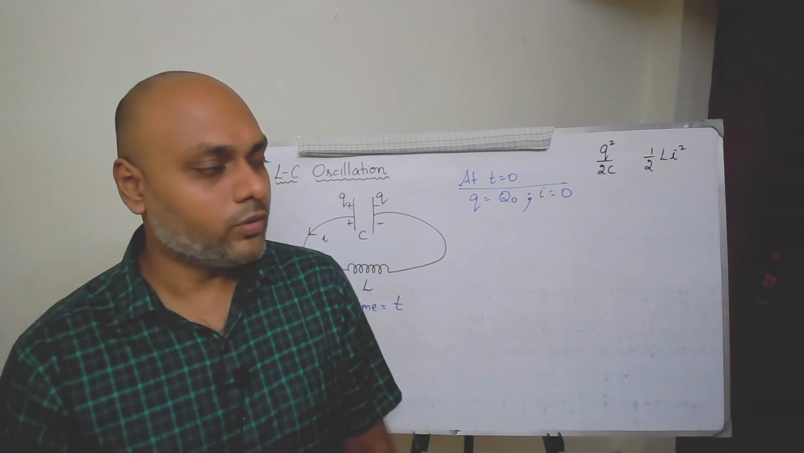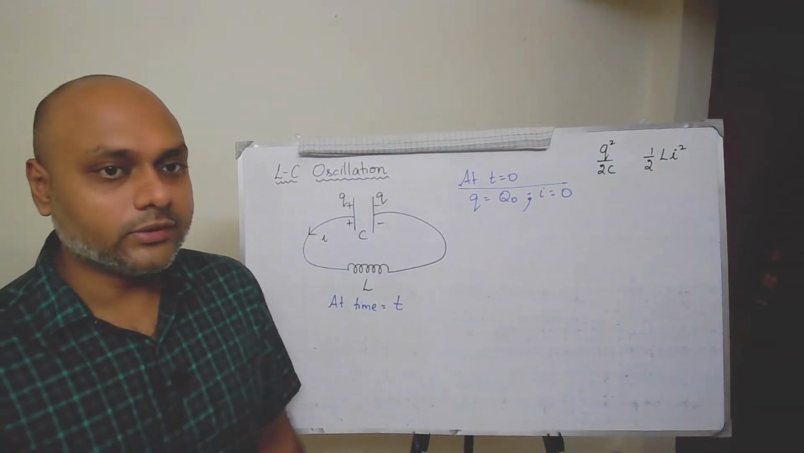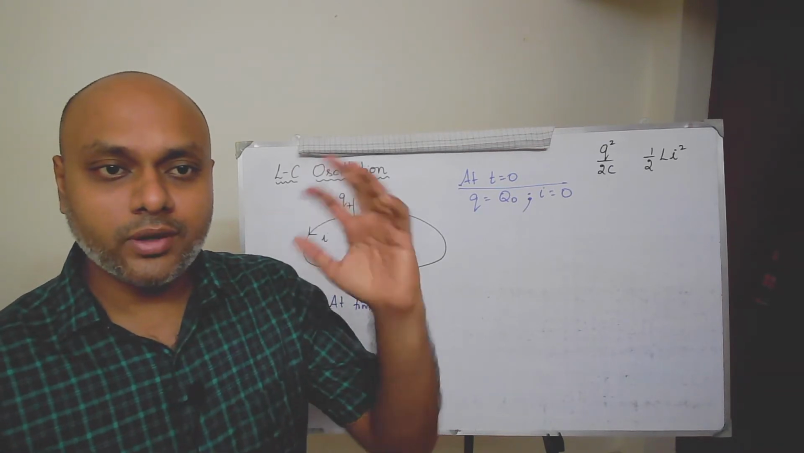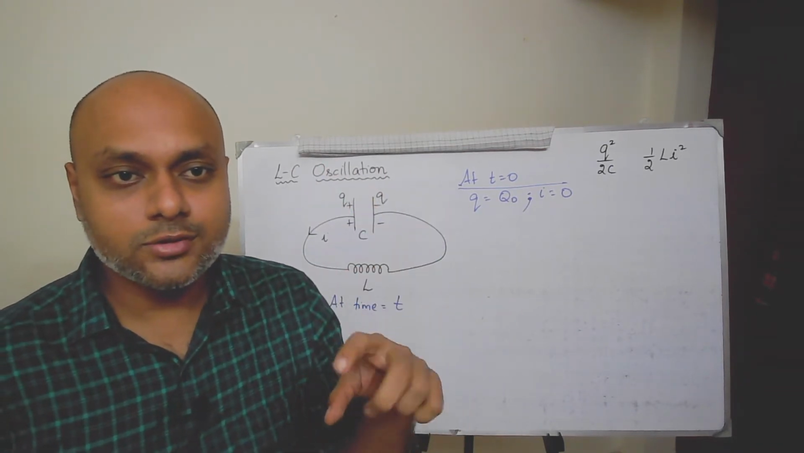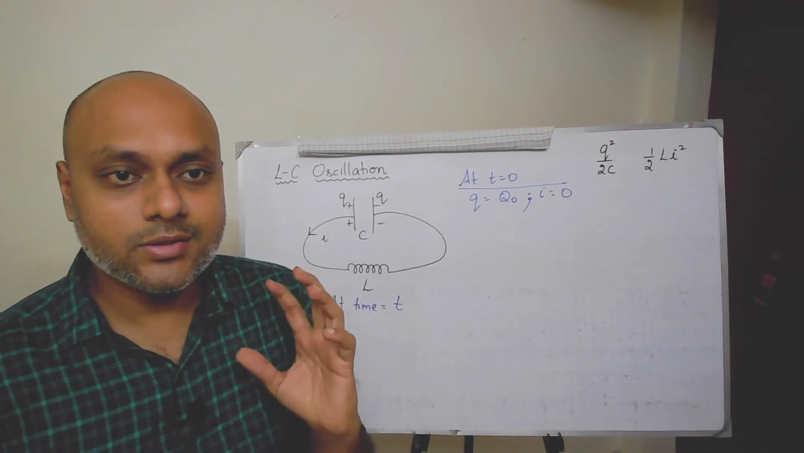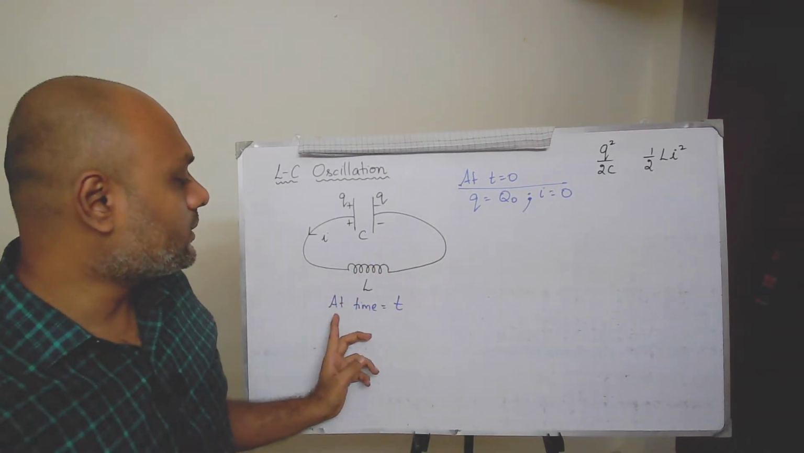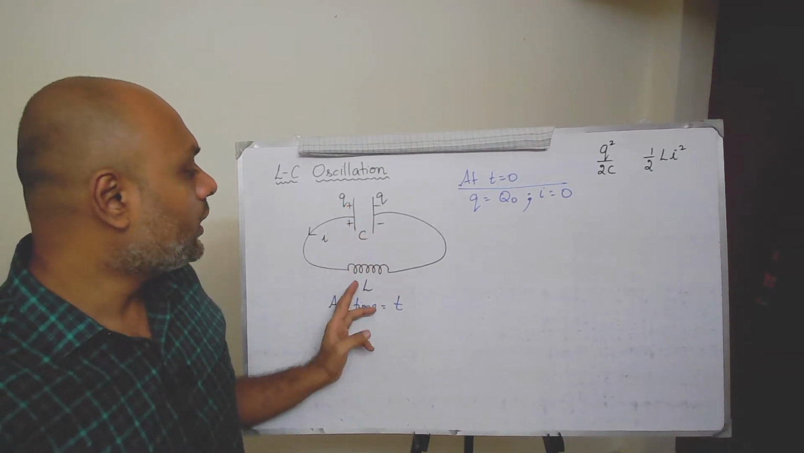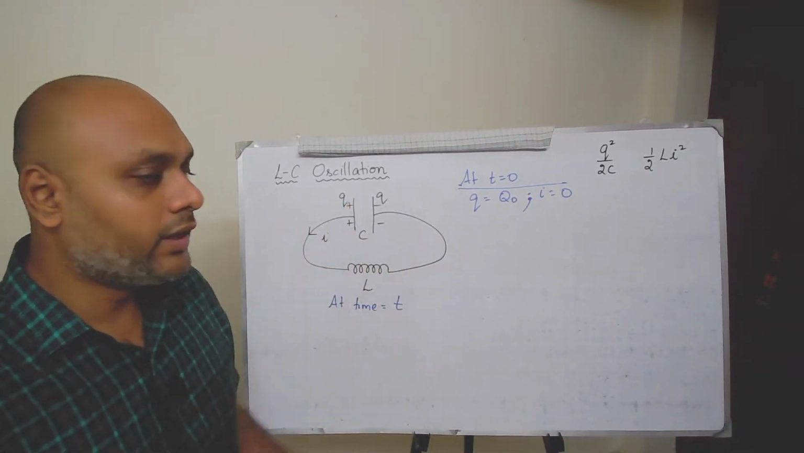Alright, so now let's try to formulate equations. So what I have done is, assuming that at t equal to 0, charge on the capacitor was Q naught, you close the switch. So capacitor started getting discharged, and I have drawn the circuit after some time equal to t, where charge on the capacitor is Q and some current is flowing in the network.